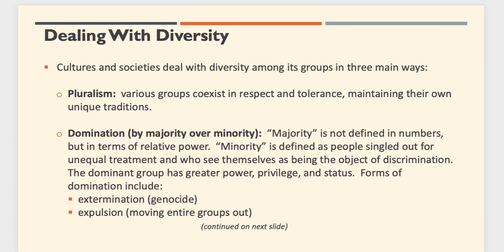Another form of domination by the majority over minority is expulsion, where entire groups are moved out of an area. And this infamously is in our own American history with the Trail of Tears, where the Native American tribes were relocated from the East Coast to less desirable lands west of the Mississippi in order to accommodate the desires of the European settlers to gain control of the East and the valuable lands there.